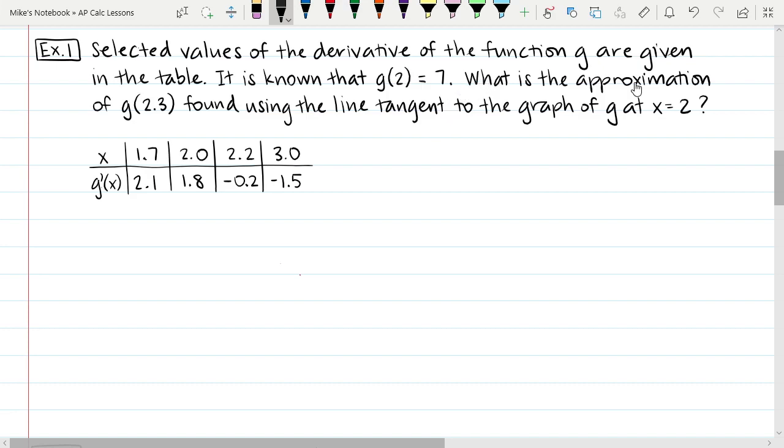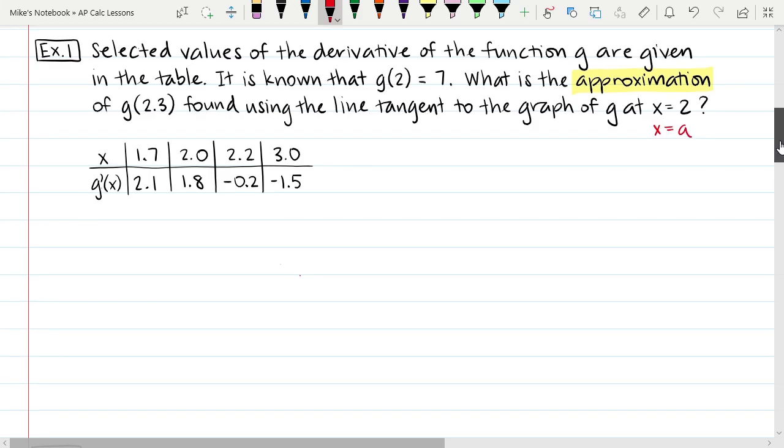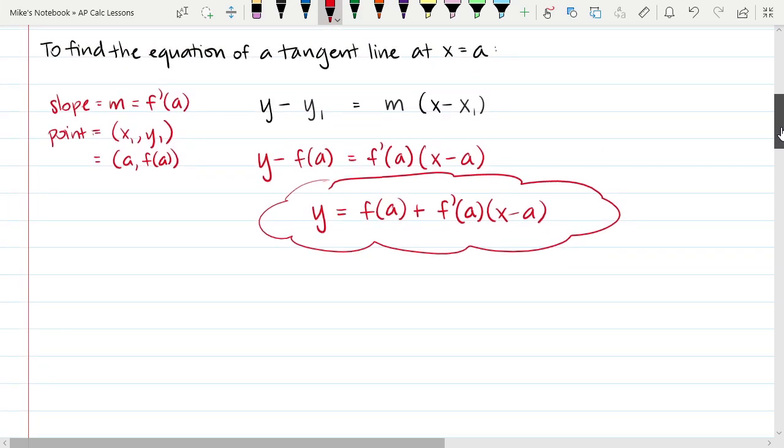And we know that we're trying to approximate, and that's really going to be a key word here for when this shows up in future kinds of questions or on the AP exam or on your final. Approximation is a real key word here. So we're trying to find an approximation for g of 2.3 using the tangent line to the graph of g at x equals 2. Okay, so in other words, this is that x equals a that we were just talking about in this formula.